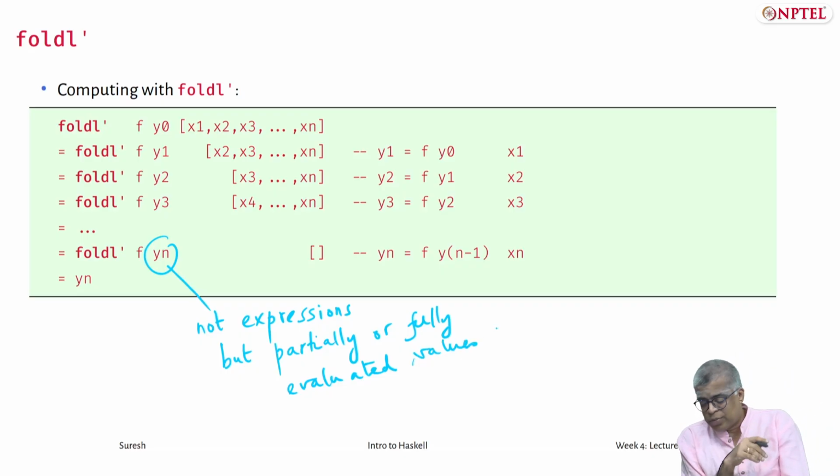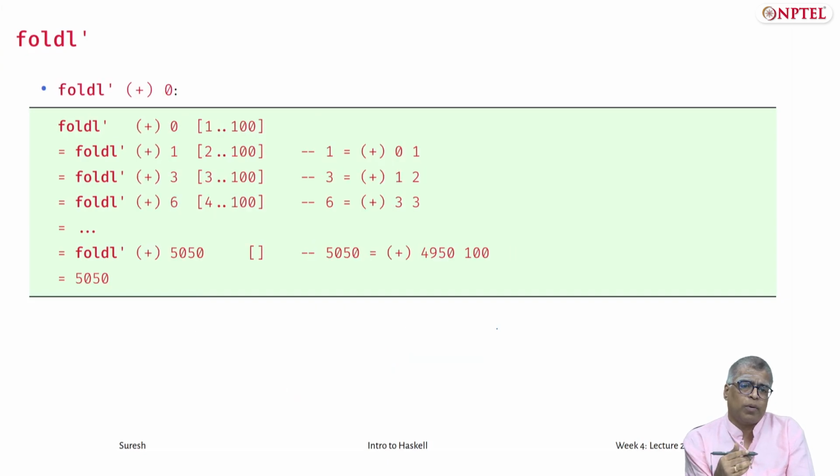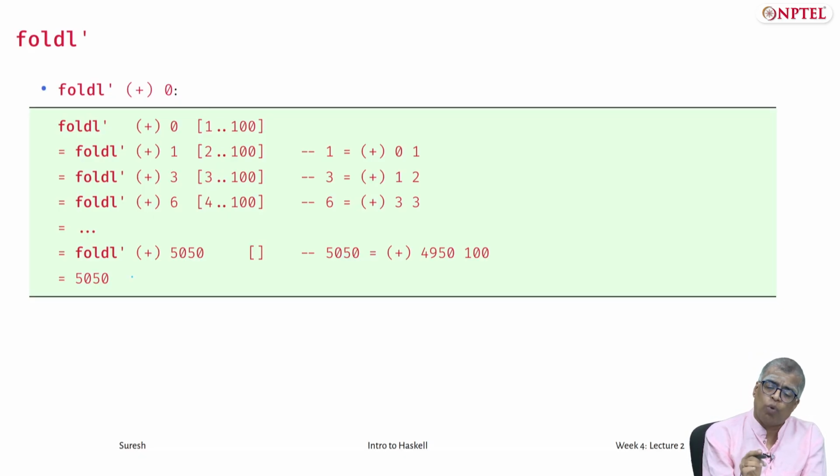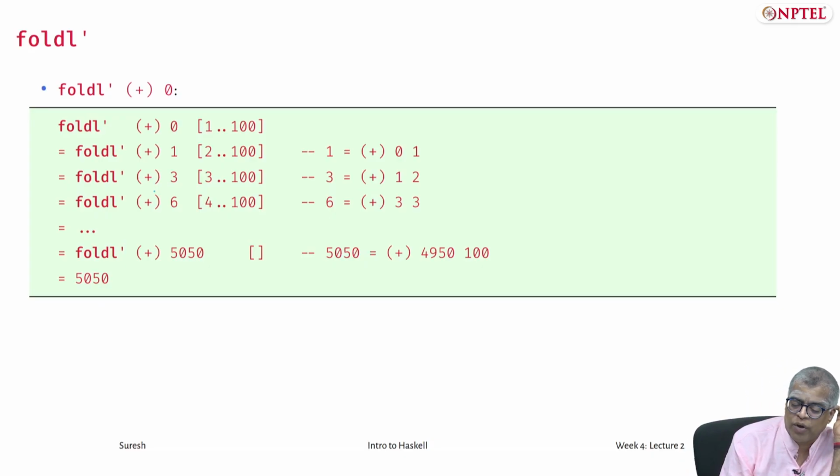Okay, so that is the difference between foldl and foldl'. This is a variant of foldl that's useful to remember. So foldl' of plus 0 applied on 1 dot dot 100 will actually be foldl' of plus 1 2 dot dot 100, instead of an expression plus 0 1, and now this will be foldl' of plus 3 3 dot dot 100. This will be foldl' of plus 6 4 dot dot 100, and so on and so forth.